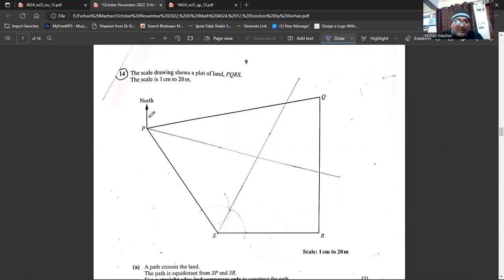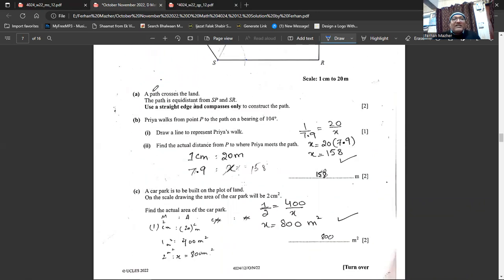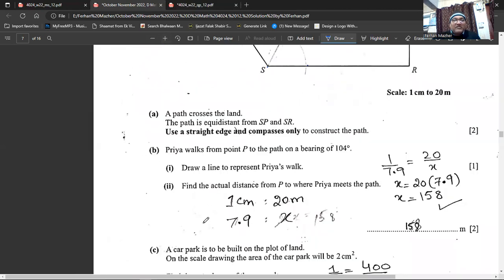Then I have checked how much is this angle. With the help of the protractor, I have marked this angle, and this angle is actually 106. So this is 106, and where they intersected is this point. Then with the help of the ruler, I have measured this length up to this point, and then I will convert that. Okay, let me show you.